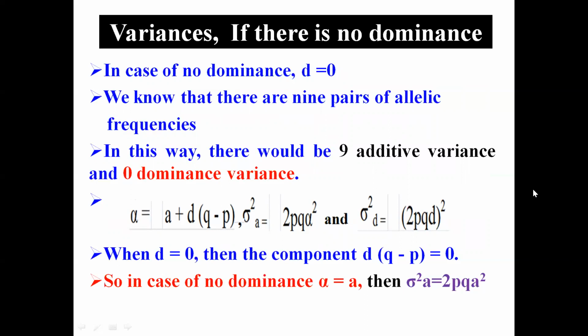See your formula of dominance variance. Sigma square D is equal to 2pq d whole square. If we put d is equal to 0, the whole figure will be 0. That's why there is no dominance variance. So in this case, if there is no dominance, the whole genetic variance will be the same as the additive variance. Or we can say that sigma square G is equal to sigma square A, because the next component is 0.